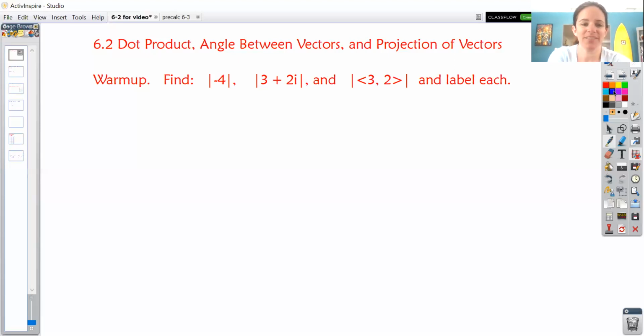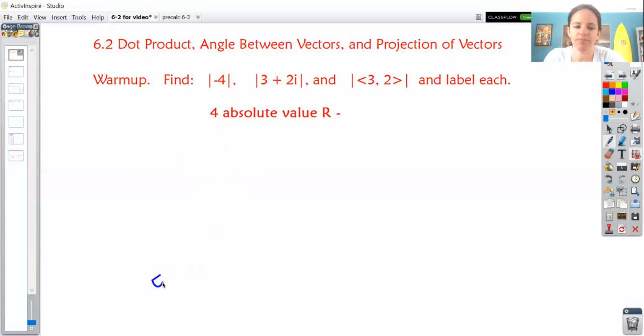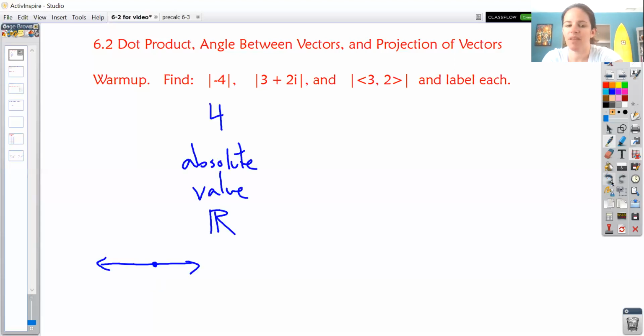Okay, so you've done this hopefully now. The first one, the answer is 4, and that's called absolute value. And that's the one that you've known for a long time, and that's when you're looking at a real number. And that represents the distance from 0 on a number line. So if this is 0 and this is -4, the distance from 0 on a number line is 4.